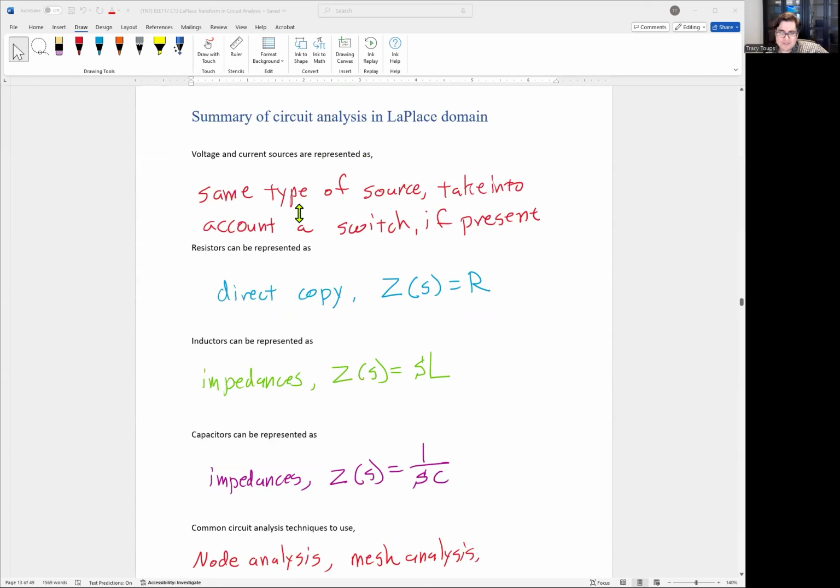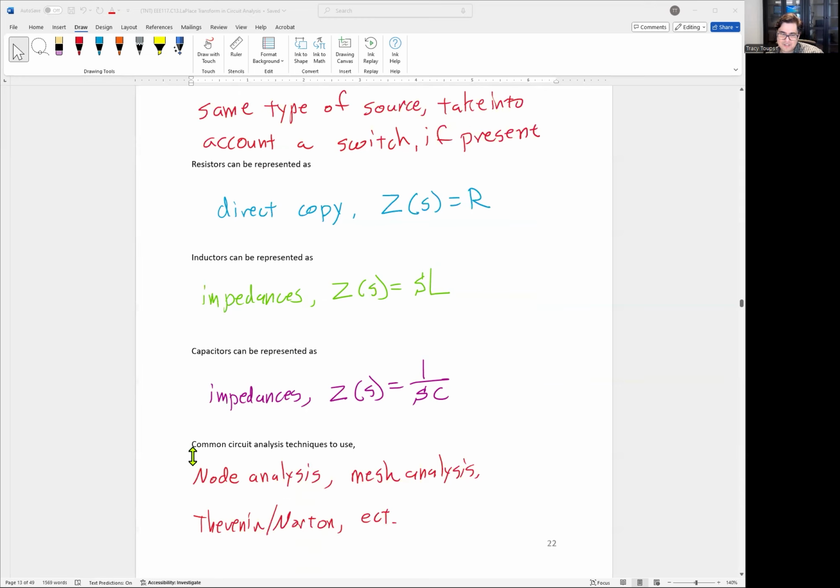So, summary of circuit analysis in the Laplace domain: basically, voltage and current sources are represented as the same type of source, taking into account a switch if present, with that divided by S. Resistors are a direct copy over. Inductors can be represented as impedances, where the inductor impedance is S times L. Capacitors can be represented as simple impedances, where Z of capacitor is equal to 1 over SC. Once you have all three of these as impedances, you can then do your common circuit analysis techniques, basically node analysis, mesh analysis, Thevenin, Norton, superposition, all that other stuff.